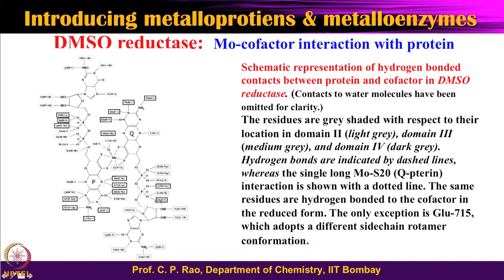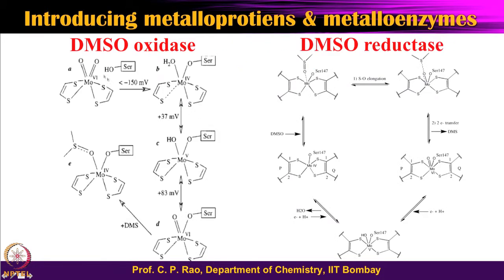So, this is how the cofactor is buried inside the DMSO reductase. This part is the cofactor, these are all interactions, etcetera. You can sit and have a look at that, it is not very important here. Now, DMSO oxidase, DMSO reductase. So, you have the molybdenum 6 oxidation state, which will have about minus 150 millivolts.